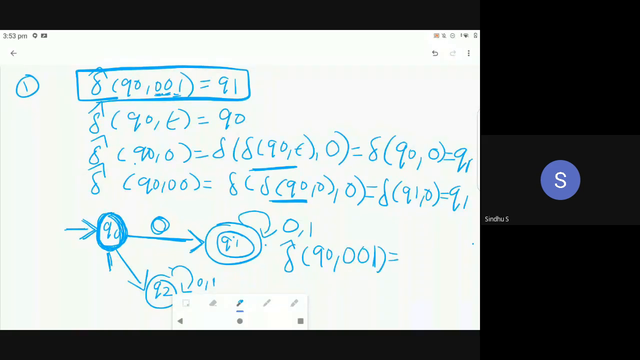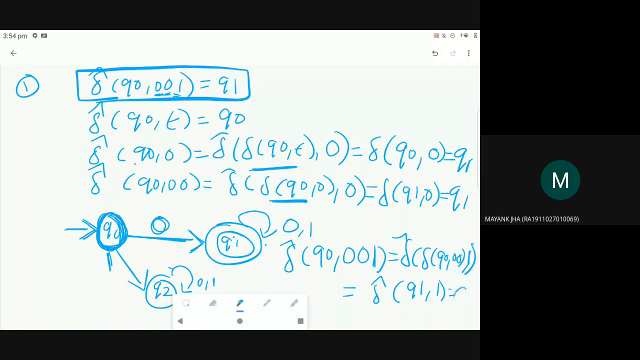The last step: we have scanned 00, and the next input is 1. I know the result of 00 already, so it is q1 comma 1. If I am in q1 and I apply 1, in which state will I be? Q1. Is there any other alphabet to be scanned? No, I have scanned all the alphabets of my input.